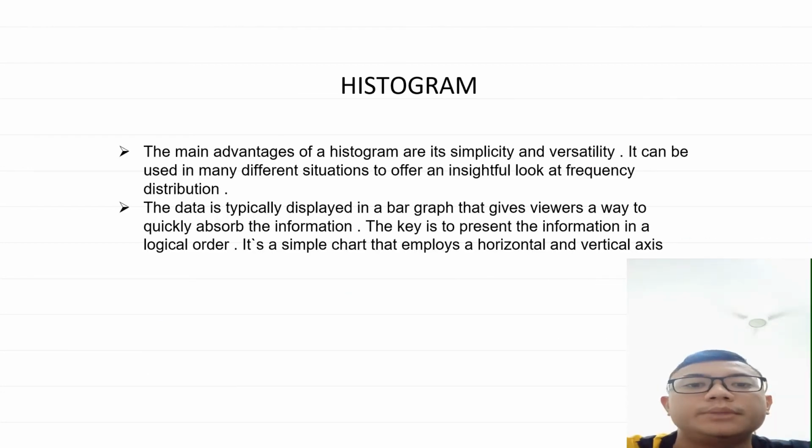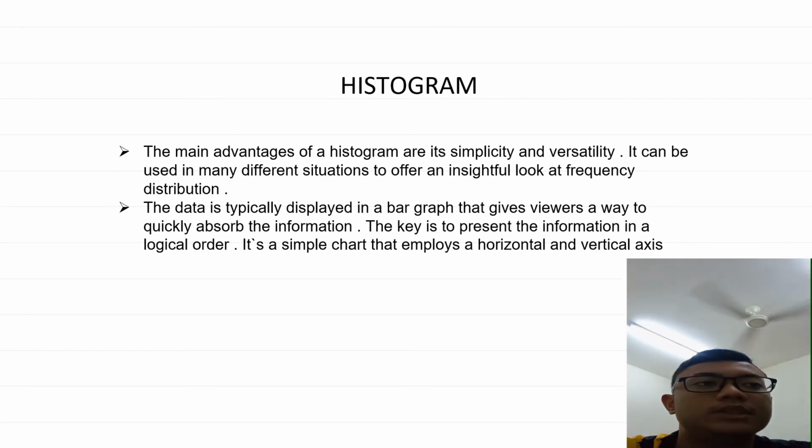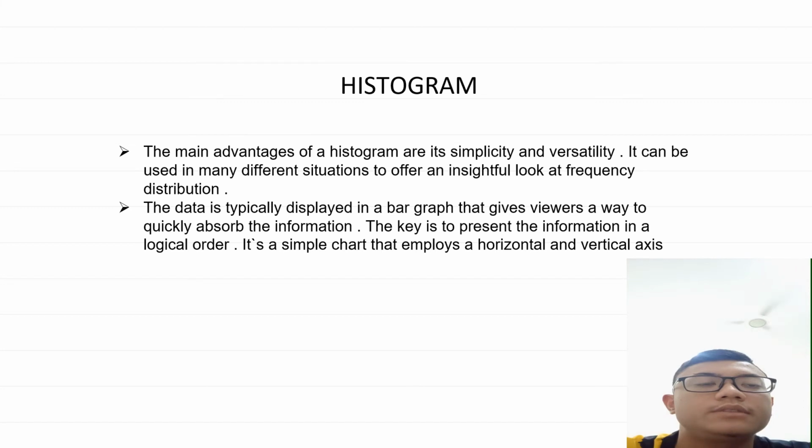The main reason why we are using the histogram bar graph to represent the check sheet data is, first, the main advantages of a histogram are its simplicity and versatility. It can be used in many different situations to offer an insightful look at frequency distribution. The data is typically displayed in a bar graph that gives viewers a way to quickly absorb the information. The key is to present the information in a logical order. It is a simple chart that employs a horizontal and vertical axis.